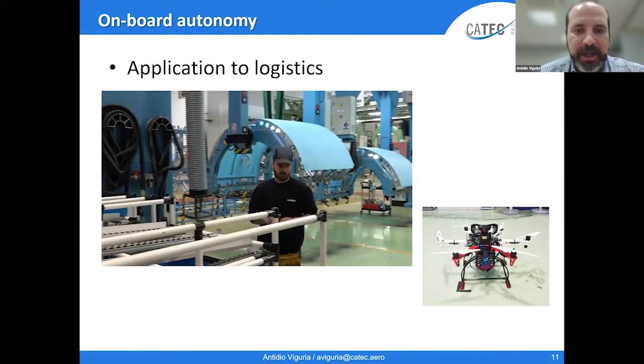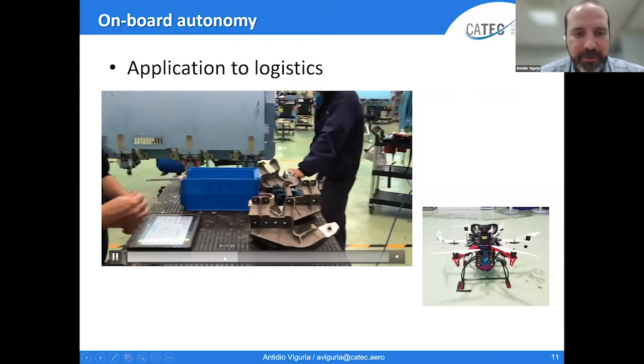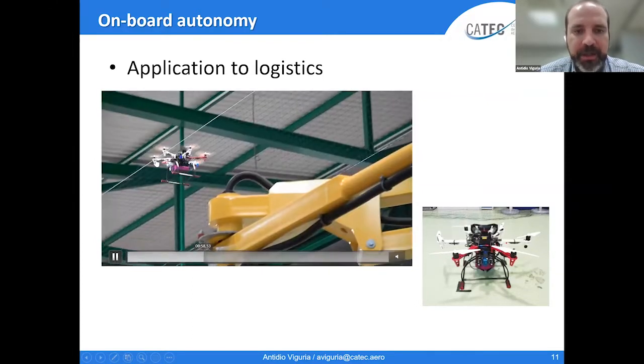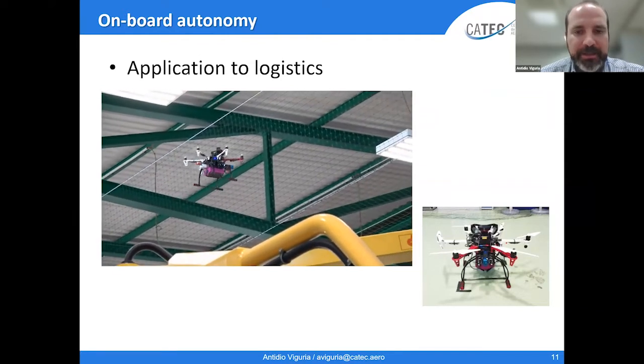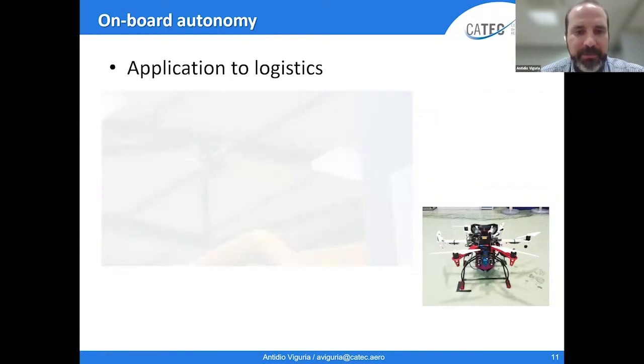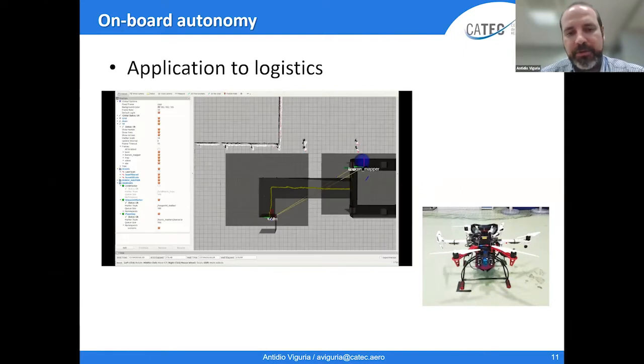So you can see here how the operator at the end gets what he was asking for. Everything was performed in an automatic way with no intervention of the pilot at all. This kind of technology is the thing that we are developing, and we think it could help to increase the efficiency of some services.